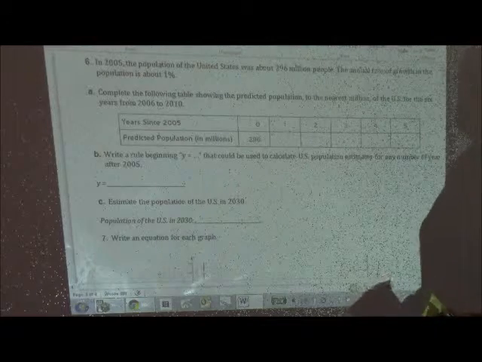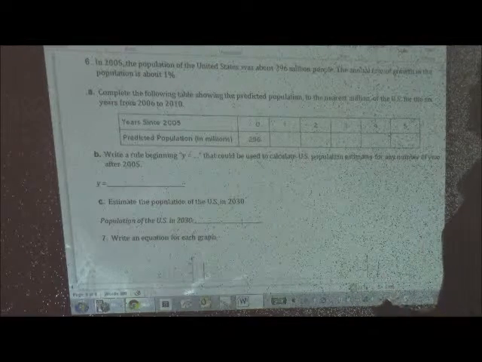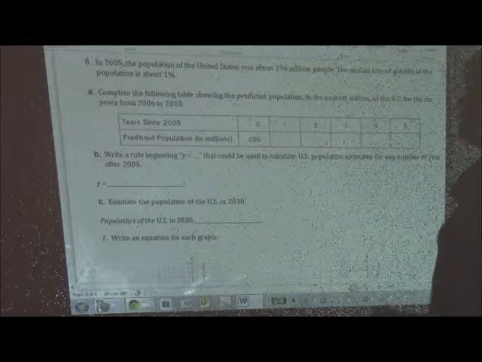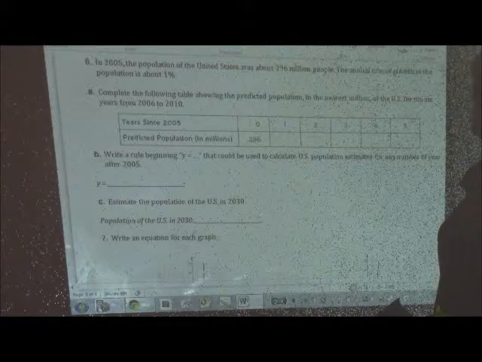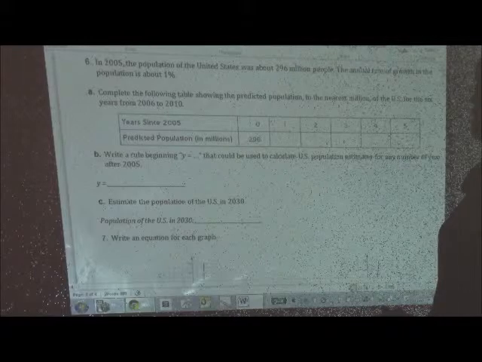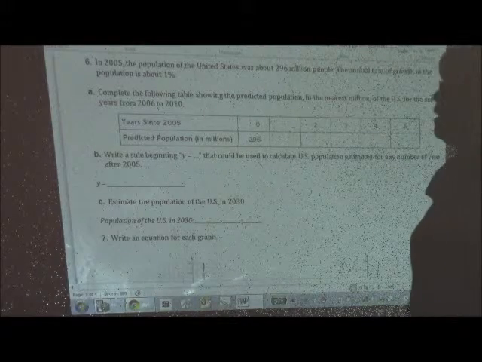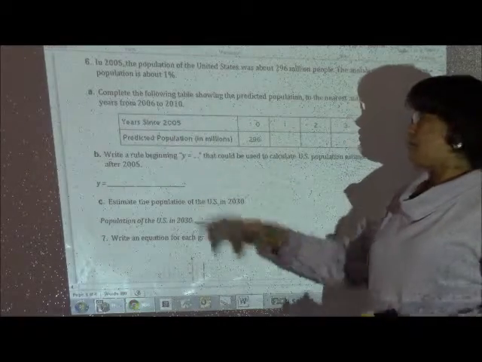Let's start with number 6, okay? In 2005, the population of the United States was about 296 million people. The annual rate of growth in the population is about 1%. Complete the following table showing the predicted population to the nearest million of the United States for the 6 years from 2006 to 2010. These are the years since 2005.